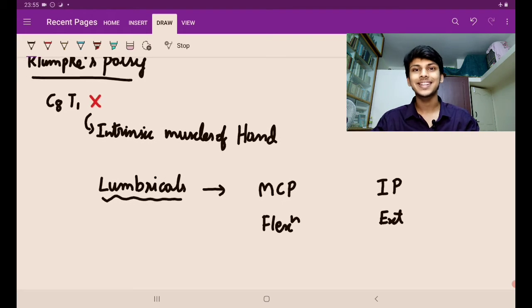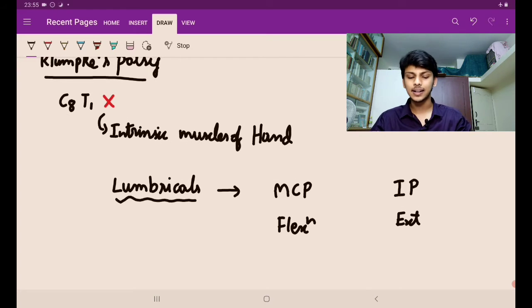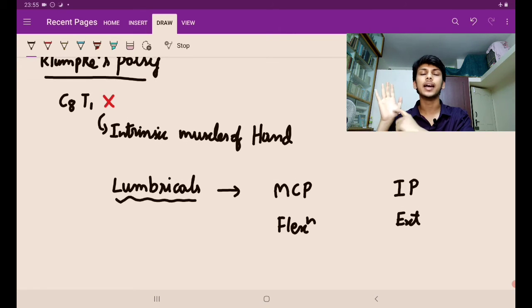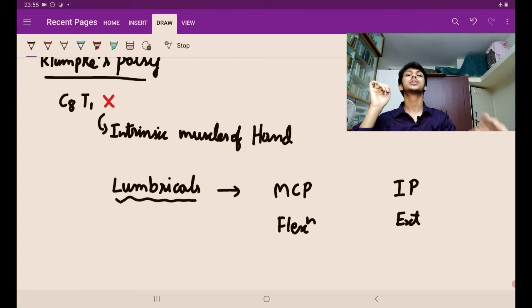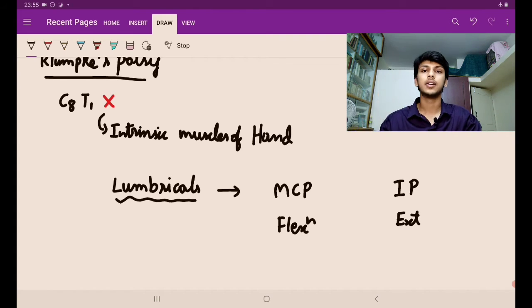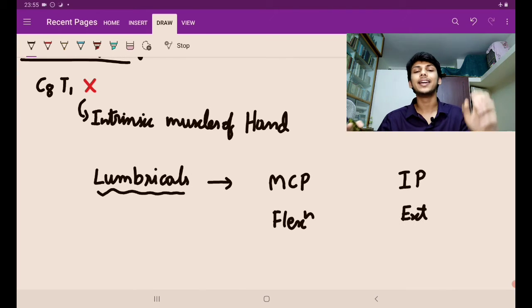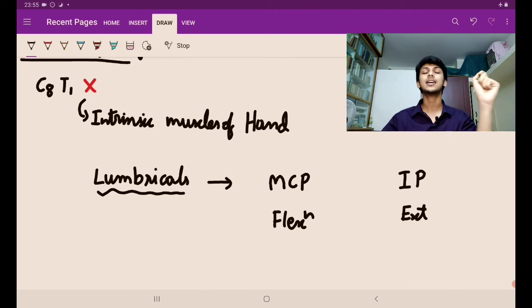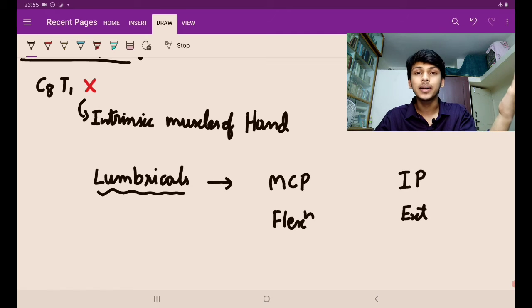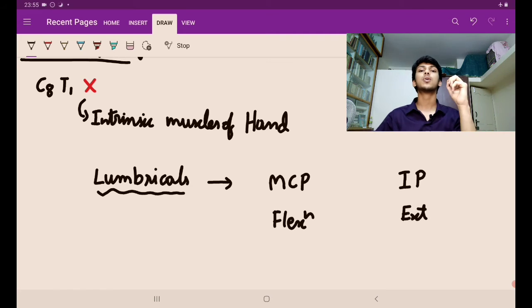Why does that happen? We'll be studying that now. Okay guys, see here. There are basically the intrinsic muscles of the hand. What does intrinsic muscles of the hand mean? They begin in the hand and end in the hand, so origin and insertion are both in the hand. There is one very interesting muscle here, the lumbricals. Lumbrical means worm-like.